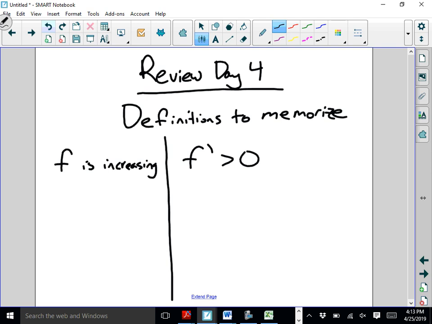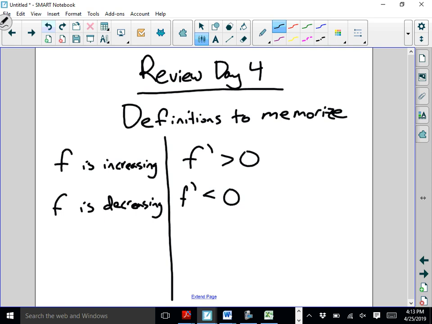Therefore, when F is decreasing, we know that F prime would be less than 0. Okay? So again, if you have a function f and they ask you where it's decreasing, do the derivative, set it equal to 0, and then test on your number line to figure out plus minus regions. If they have an f prime graph, look for where that f prime graph is below the x-axis.